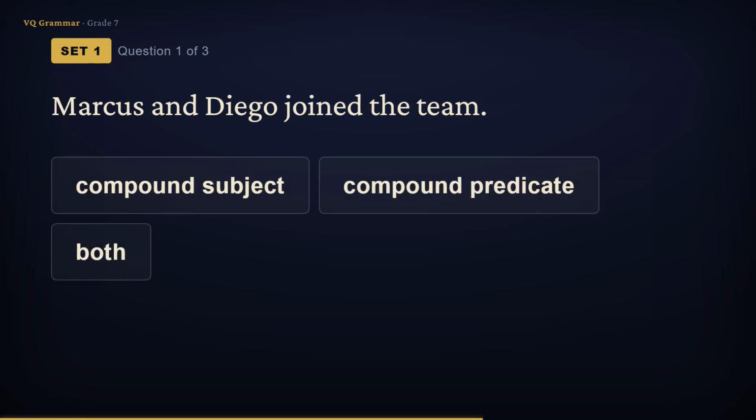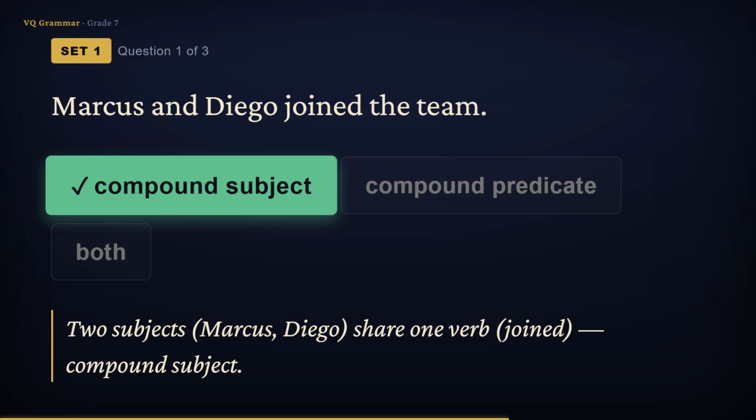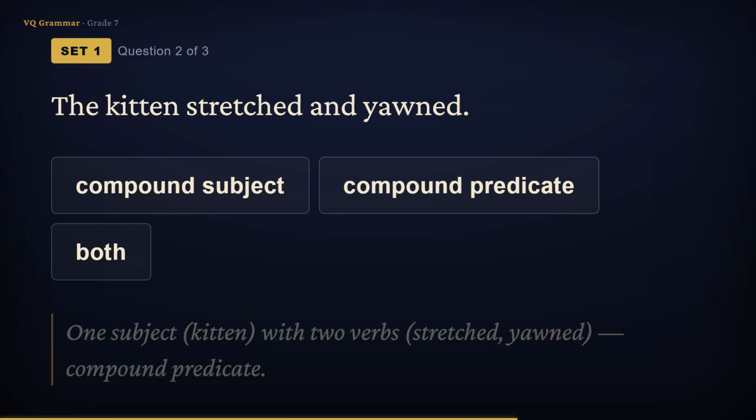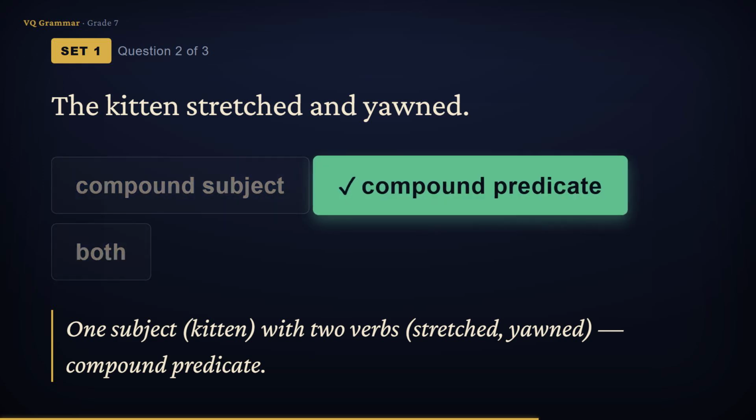Marcus and Diego join the team. Count the subjects. Marcus and Diego, that's two. Now count the verbs. Joined, just one. Two subjects, one verb. So the answer is compound subject. The kitten stretched and yawned. Count the subjects. Just the kitten, that's 1. Now count the verbs. Stretched and yawned, that's 2. 1 subject, 2 verbs. So the answer is compound predicate.